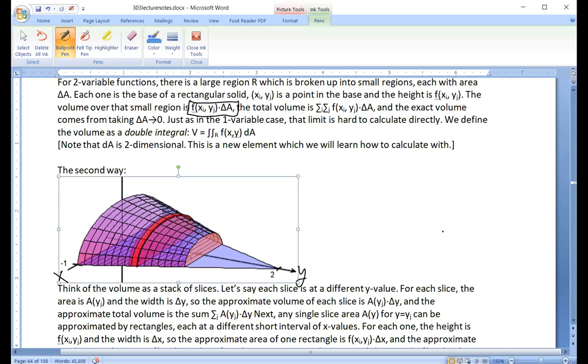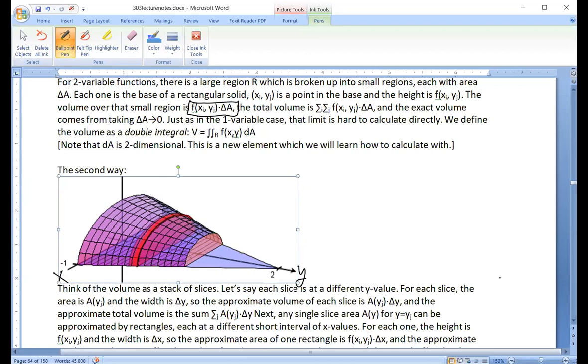At each slice, the area is a function of whatever y value I've got. Let's say there's a bunch of y values. Let's call them yj. And the width of each slice is delta y. So the volume of each slice is its area, A of yj, times delta y, where delta y is the width and A of yj is the area. So the total volume is approximated by summing over j, A of yj times delta y.